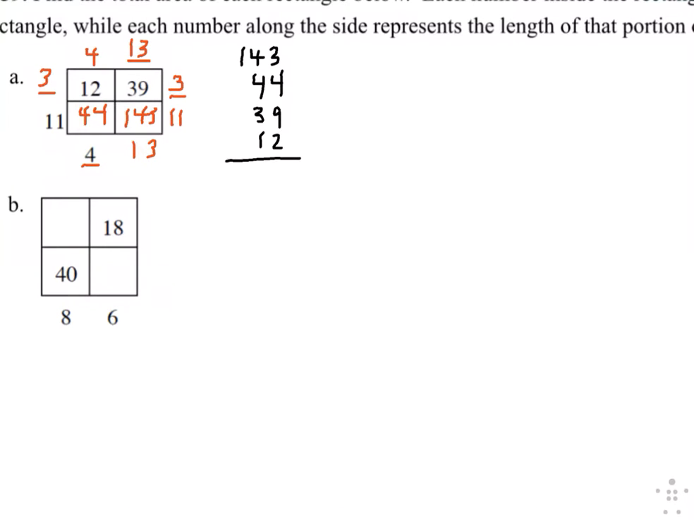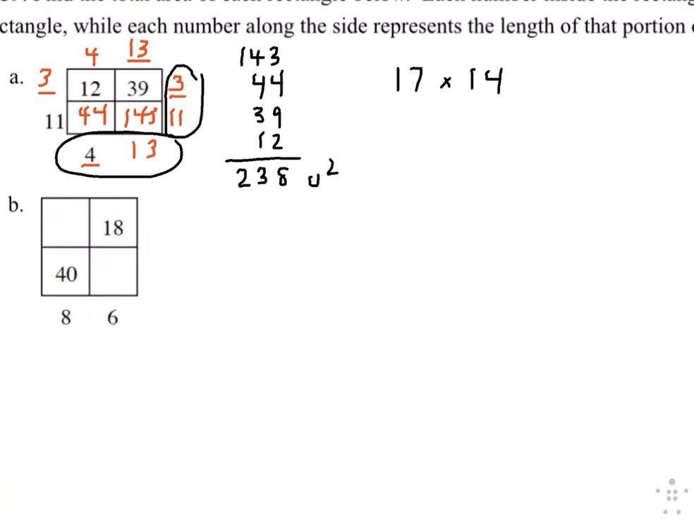We could add the small rectangles. So what's that? 7, 16, 18, carry the 1, 5, 9, 10, 13, carry the 1. 238 units squared. Or we could have seen the length and the width. So the length right here is 4 and 13, that's 17, times the width, 3 plus 11 is 14. So 17 times 14, 28, 2, 4, 6, 7, 1, 8, and 13, 238 units squared. So either way, you have two choices of doing these problems.